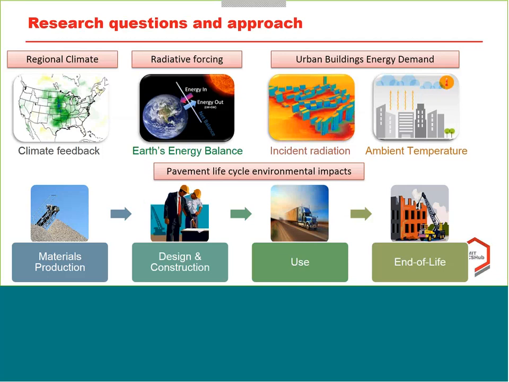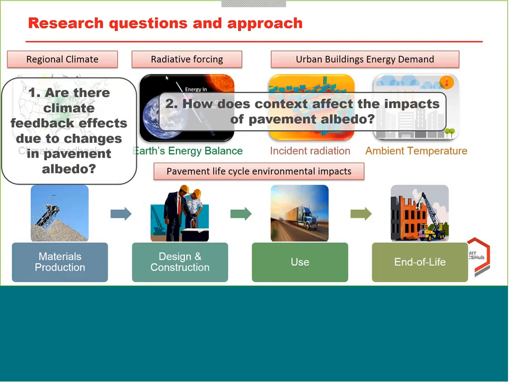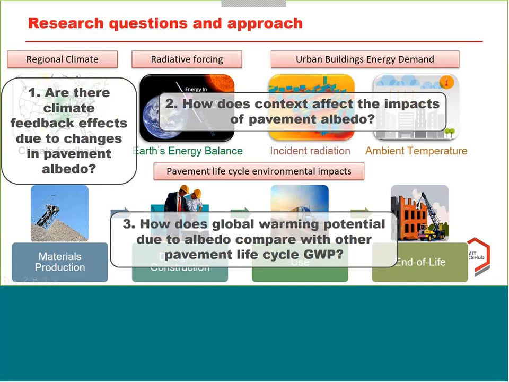So going back to what I mentioned here, all these different issues also outline the type of approach and analyses that we've done. We have done some analyses of the regional climate in order to try to tackle that first question about whether there are climate feedback effects. Then we've also developed models to look at radiative forcing and building energy demand in urban locations to look at how the context affects the impacts of pavement albedo. And then we've used life cycle assessment models to be able to look at the global warming potential and how the albedo compares with other pavement life cycle global warming potentials. So what I'm going to do in this presentation is basically walk you through each of these.